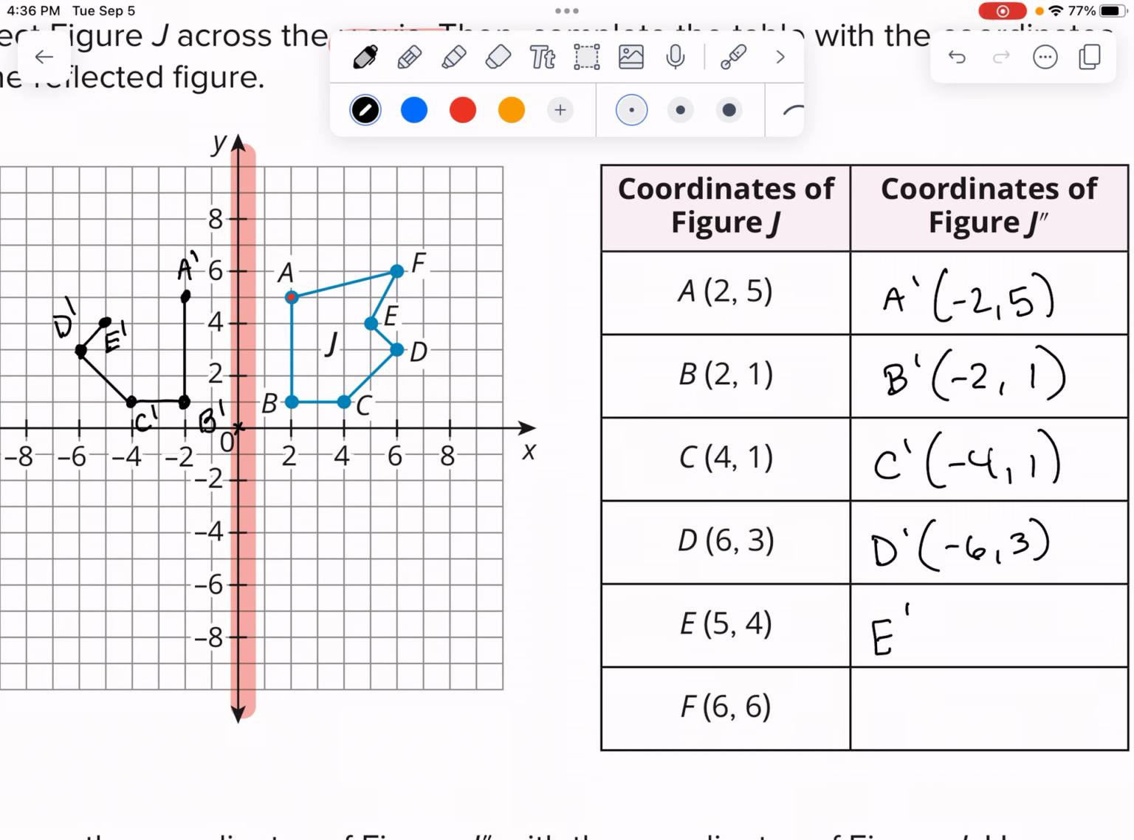Right, and hopefully just with this, you can already determine what pattern in the coordinates are. And let's go to F. Looks like right over here. I'll connect it with all the other points. F prime is -6, +6.